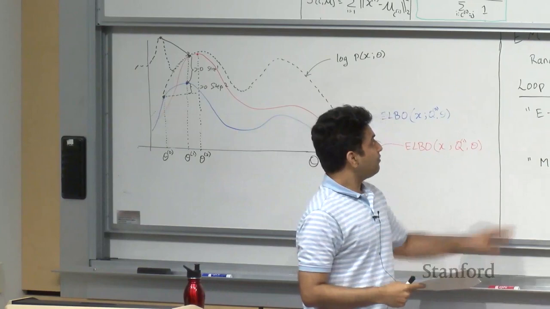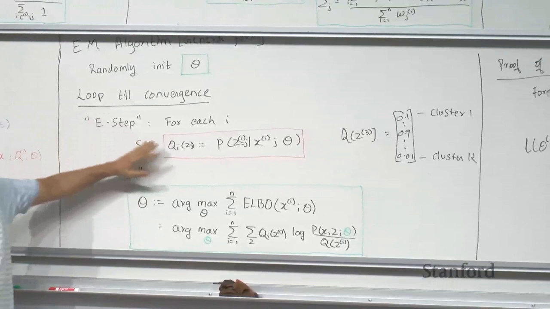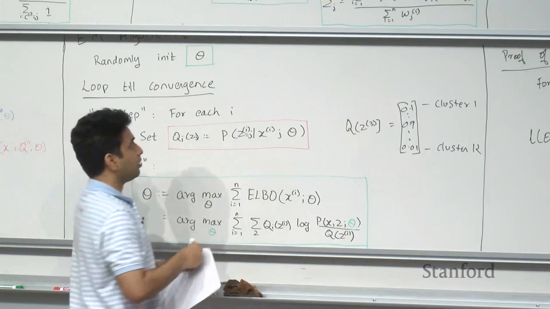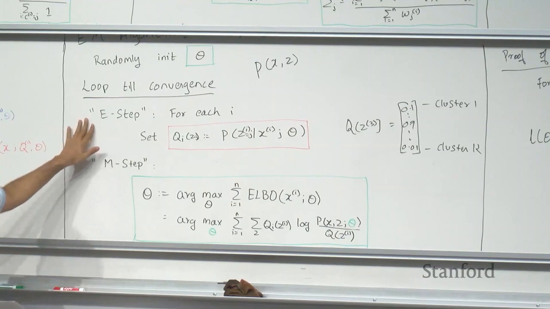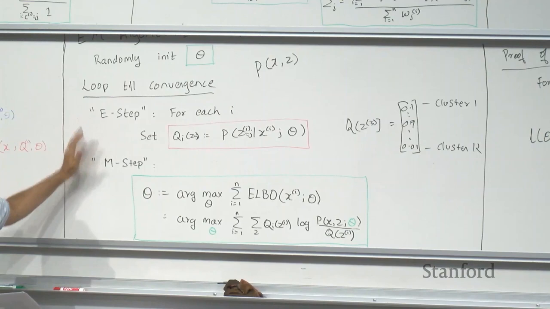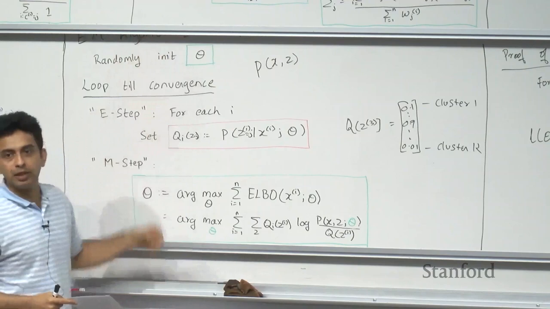Cool. All right, so now we have derived the most general form of the EM algorithm. Here, Z's and X's could be anything. And for the model, we made no assumption of the joint probability of P of X and Z taking any specific form. Now, taking this more generic algorithm, we will see how we can apply it to the Gaussian mixture model and see that we end up with the same update rules.